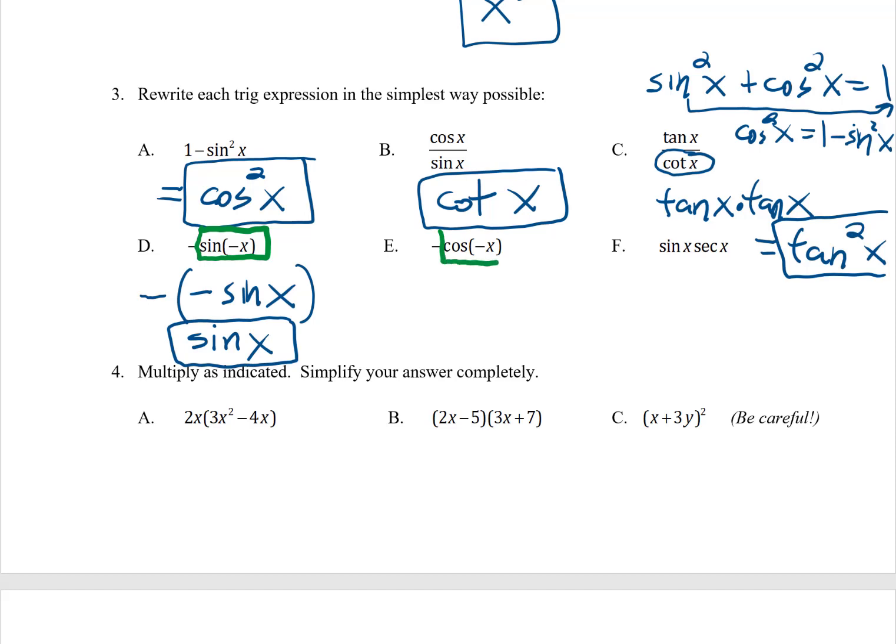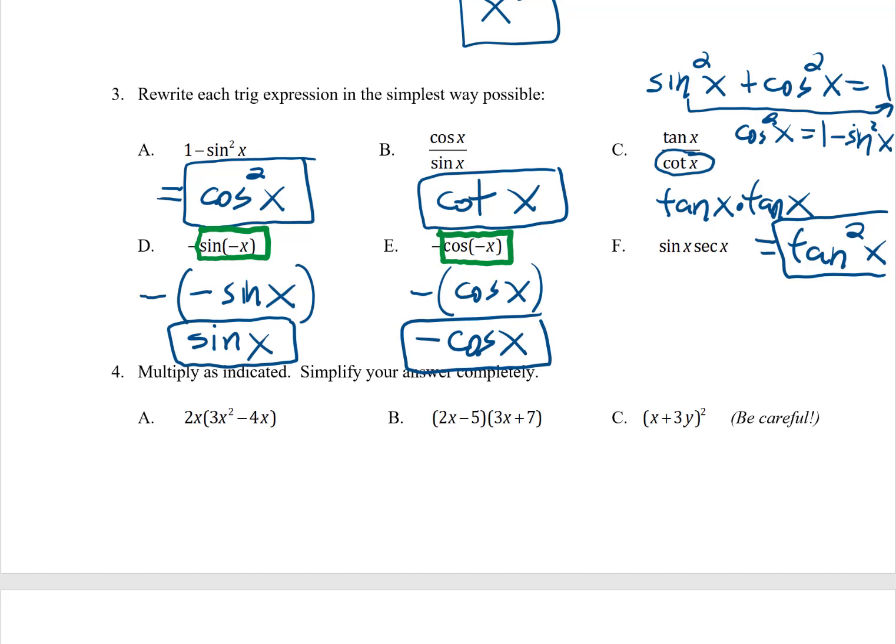Same thing in letter E. Let me concentrate on this green box because that's the part that connects to the identity. I have that negative that was out there. The negative angle identity for cosine says cosine of negative x is equal to just cosine x. When I put this all together, then I don't have two negatives, I only have one, and so the final answer here will just be negative cosine x.